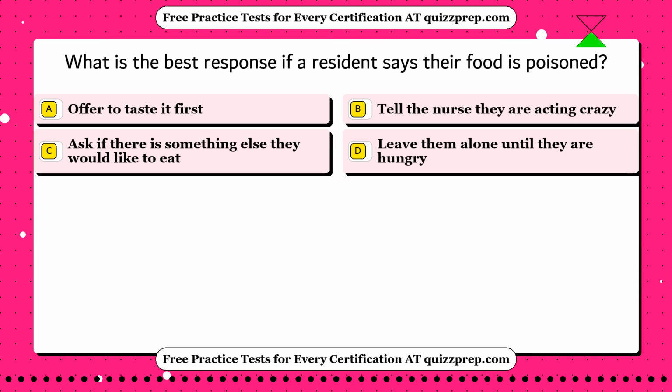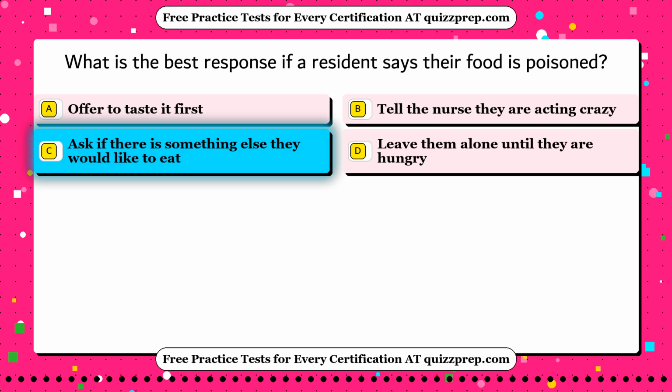Question 165. What is the best response if a resident says their food is poisoned? Option A, offer to taste it first. Option B, tell the nurse they are acting crazy. Option C, ask if there is something else they would like to eat. Option D, leave them alone until they are hungry.